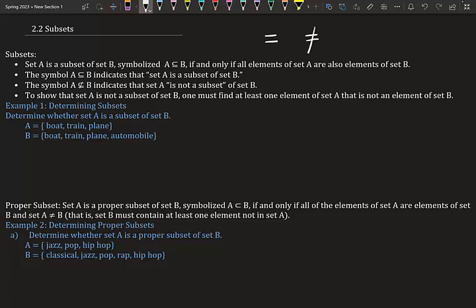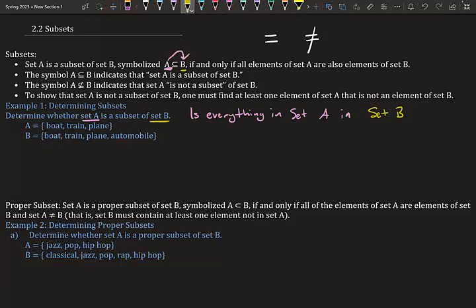To show that set A is not a subset of set B, one must find at least one element in set A that is not in set B. So basically, to have a subset, whatever's in the first set needs to be in your second set. So in example 1, when we need to determine whether set A is a subset of set B, what we're looking for is, is everything in set A in set B? So it's always your first into your second.